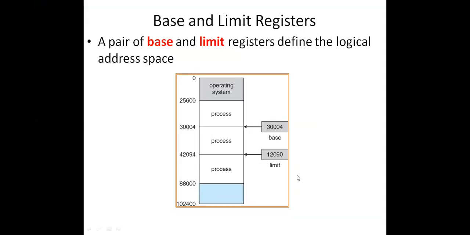Observe this particular diagram. There are two types of addresses. One is the base address and the second one is the limit address. So what is the base address here? For example, this is the process, this is the operating system, this is the entire main memory.